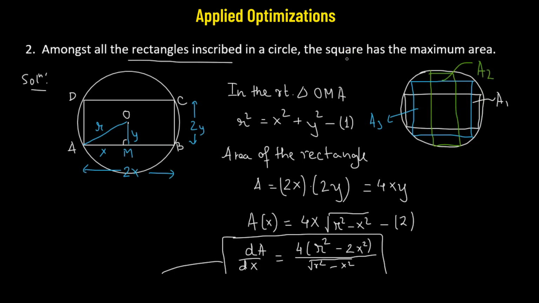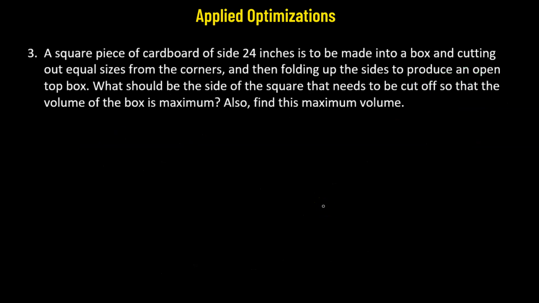Let us do another problem. Problem number 3. This is a very interesting problem. Let's read out the problem first. We have a square piece of cardboard with side 24 inches, and this is to be made into a box by cutting out equal sizes from the corners and then folding up the sides to produce an open top box. What should be the side of the square that needs to be cut off so that the volume of the box is maximum, and also find out the maximum volume of the box.